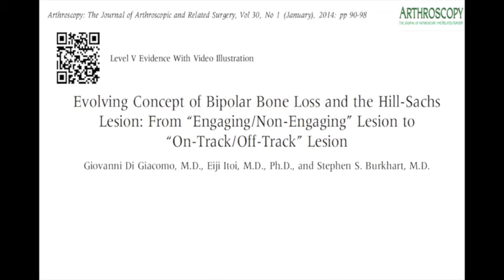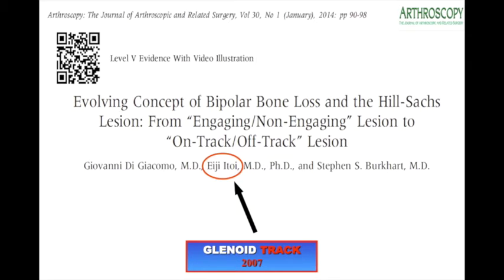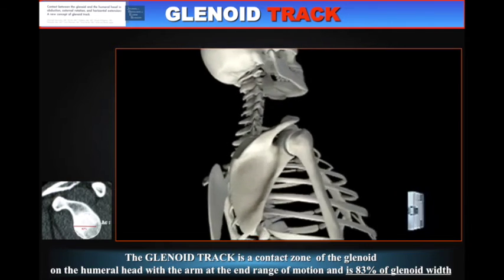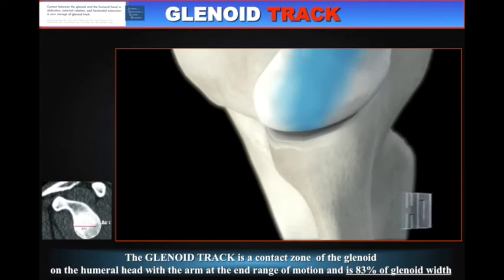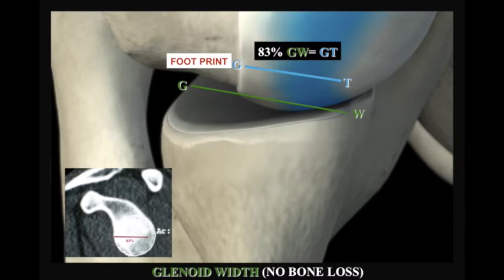To better understand this concept, we need to refer to Itoi's Glenoid Track. Itoi describes the glenoid track as a contact zone of the glenoid on the humeral head with the arm at the end range of motion, and it measures exactly 83% of the glenoid width. In substance, the glenoid track guarantees the bone stability in the position of abduction and external rotation, and measures exactly 83% of the width of the glenoid. GW is the glenoid width, and the 83% is the GT, which, positioned medially in the footprint of the cuff, is the glenoid track.